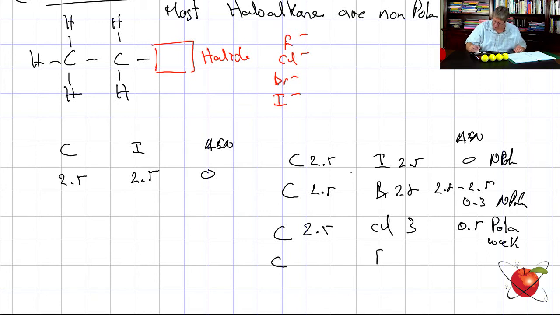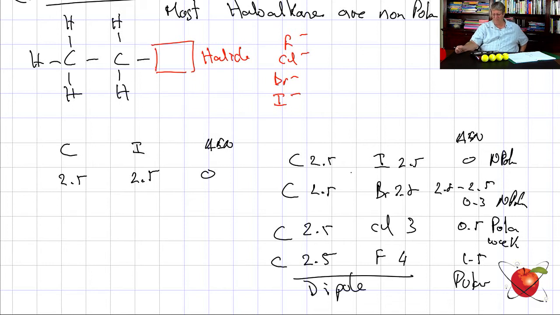Okay, it's weak, but it has a polar possibility. What about carbon and fluorine? Fluorine, okay, fluoride in this case. Okay, so we'll say that's 4 minus 2.5, 1.5, polar. The fluorine end of that is going to be negative, and the other is going to be positive. So this one is more than likely going to be the dipole. Okay, there we go. That is why they say most haloalkanes are nonpolar.